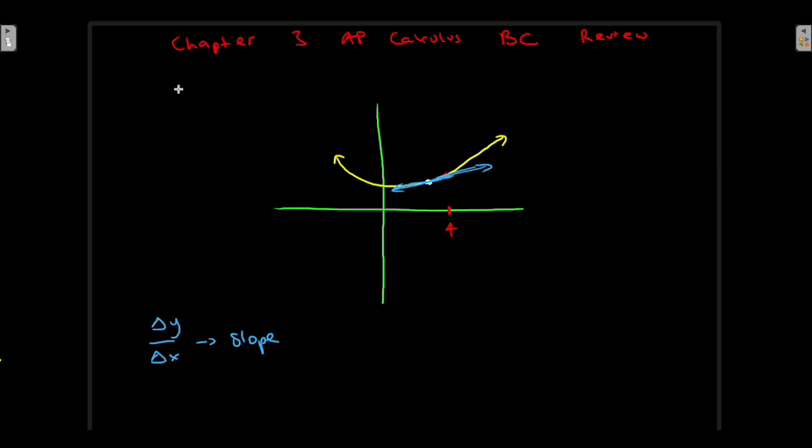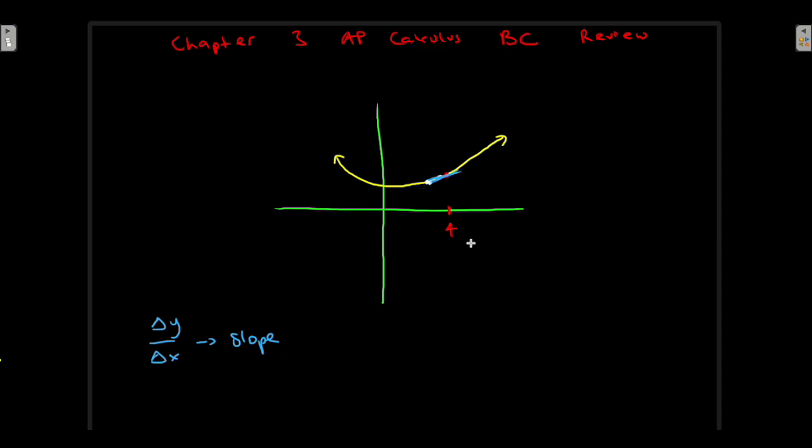So I'm going to erase this. I'll get rid of this. And what if I choose a closer point? I choose this point right here. This is a closer approximation. Looks something like this. But it's still not exact.